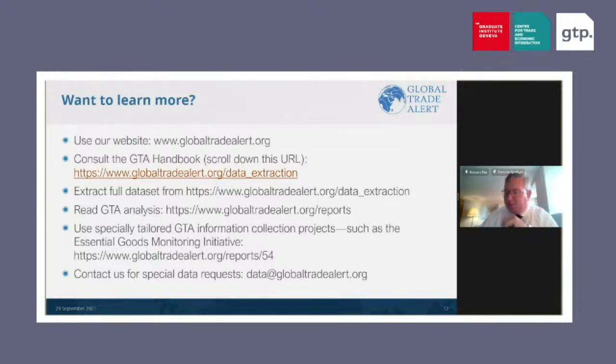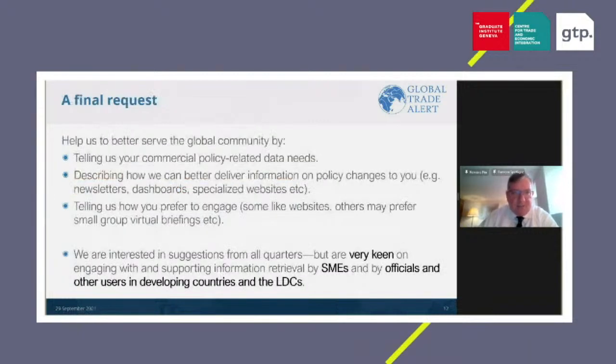I should add, by the way, if you're interested in tracking that information more systematically, you can always email us and we'll put you on the distribution list. If you have special data requests, you know how to contact us at this email address at the bottom here. Last thing, a request to you. We are very interested in trying to serve the global community better. And so for that reason, we are very keen to learn what your commercial policy related data needs are. We recognize that not everybody likes to receive data in the same way.